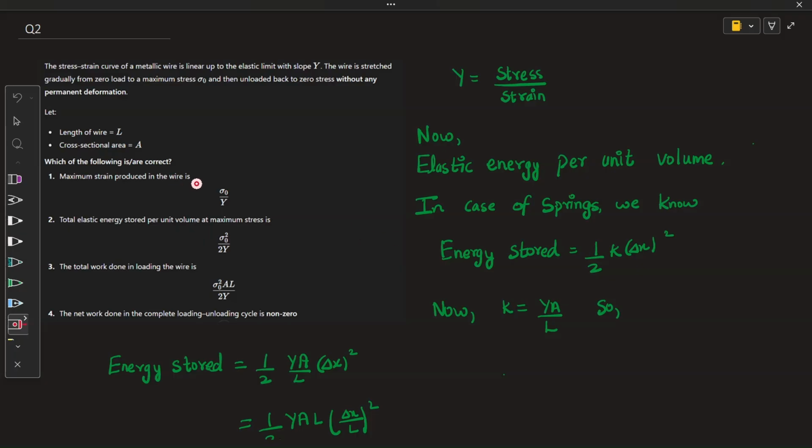Maximum strain produced in the wire is, so this is simply direct. Young's modulus is stress by strain. They are asking for the maximum strain. Maximum strain comes when we apply the maximum stress, as long as Young's modulus is obeyed, right?